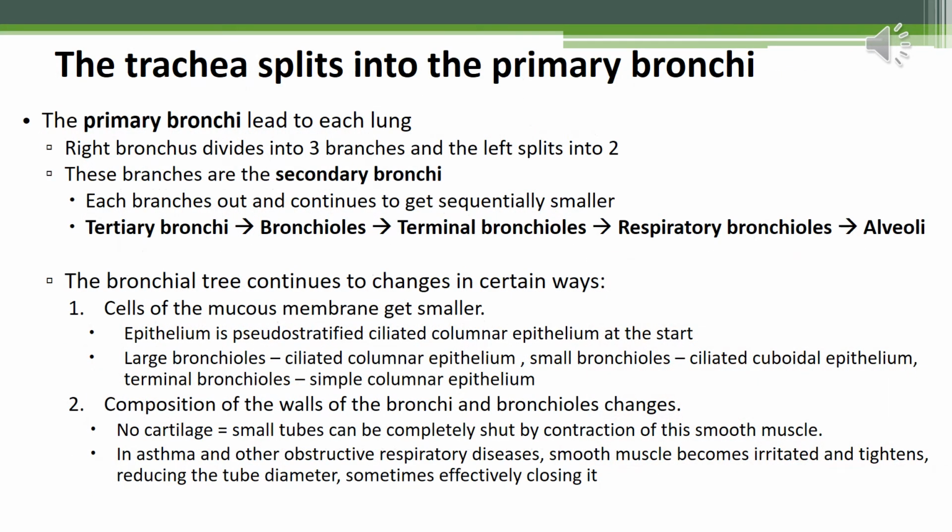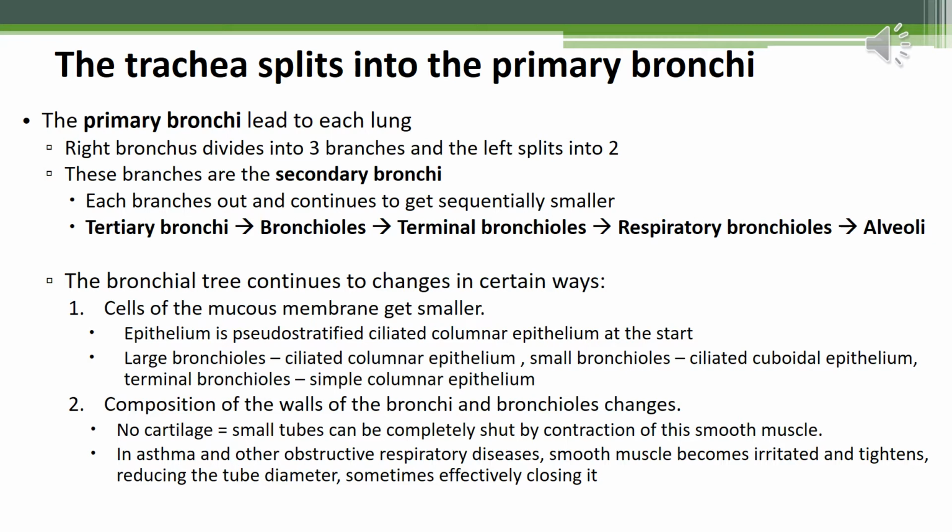The trachea splits into the two primary bronchi, and each of these bronchi leads to each lung. The bronchus in the right lung divides into three branches, and the left bronchus divides into two. These branches are called the secondary bronchi. The secondary bronchi themselves each branch out and continue to get sequentially smaller as we get more tubes.